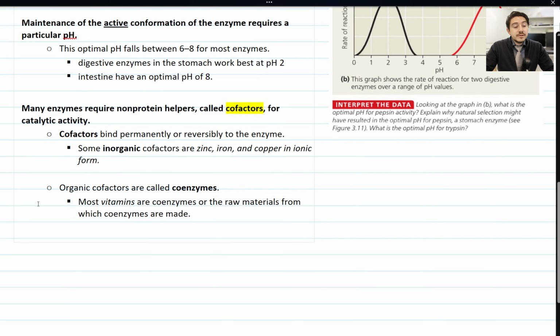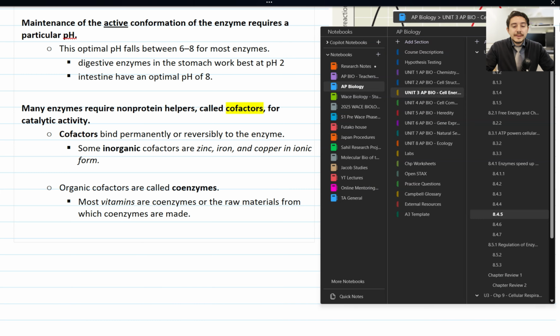You can also have organic cofactors. They're referred to as coenzymes, and many vitamins belong to this category. Coenzymes help bind to the particular enzyme, again, to have its catalytic activity in the active state. So it's important to have your vitamins and your minerals, again, for efficacy of enzyme work.